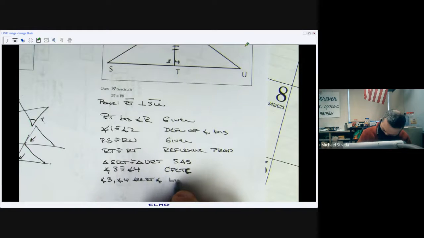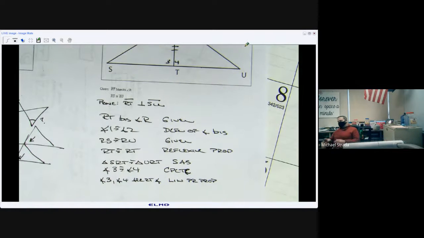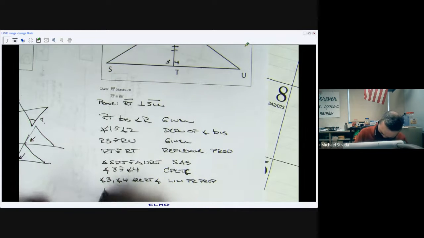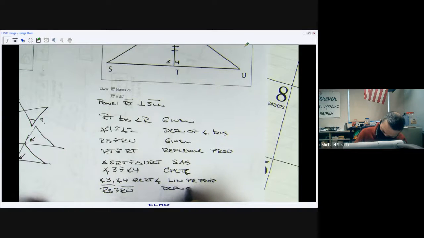I will gladly accept linear pair property. Because if you say linear pair property, you are showing me you understand that the angles form a linear pair, they must be 180. And if they're congruent, 180 divided by 2 is 90. So that's the abbreviated version. If you forget that, then you have to describe what's happening. You have to say, if two angles forming a linear pair are congruent, they must be right angles. It's your choice. You can either write what's happening or you can abbreviate it with linear pair property. And then you end with RS congruent to RU, definition of perpendicular line.